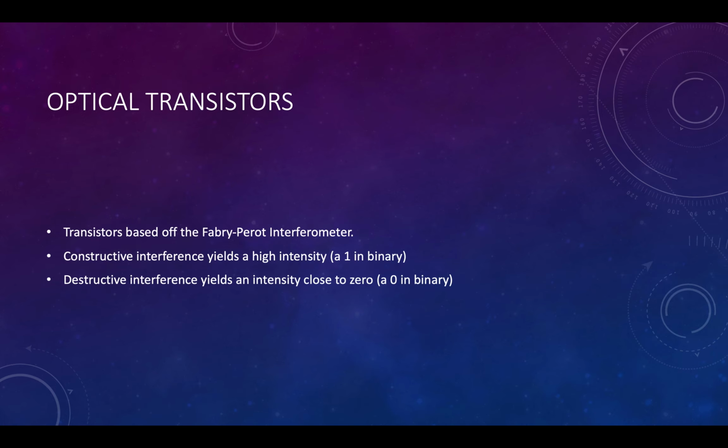What are optical transistors? Transistors based off Fabry-Perot's interferometer. This means that constructive interference yields high intensity, which means there is light, and that is translated into 1 in our binary language. And destructive interference yields close to 0 intensity, which is a 0 in our binary.